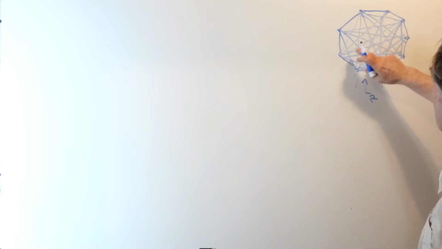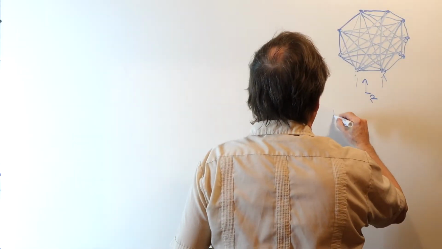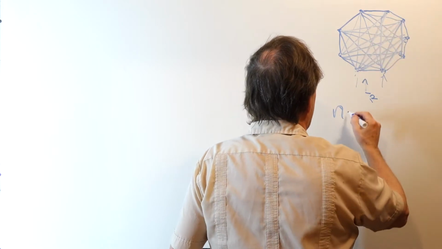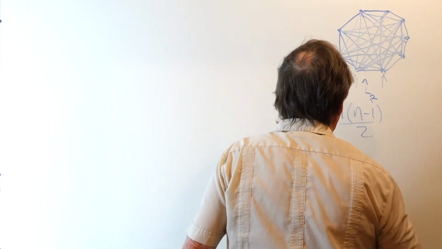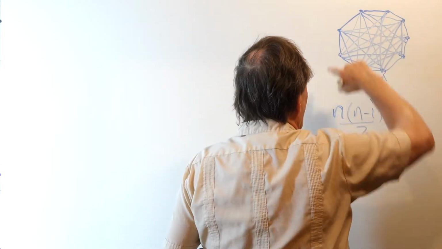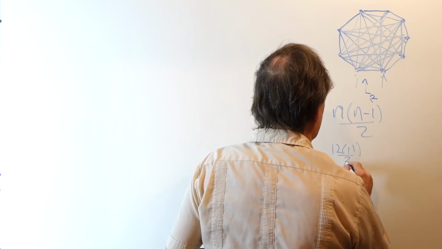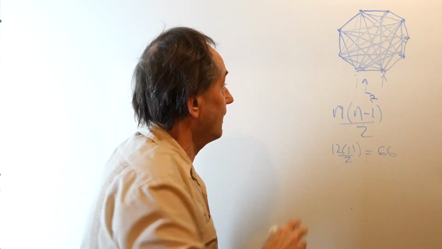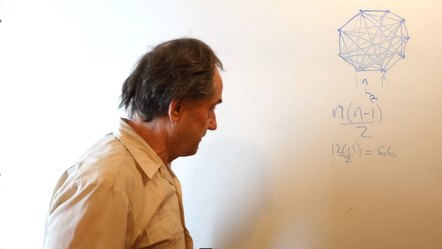Now, if you have, say, n nodes, then the number of branches that you have is n times n minus 1 over 2. So we can see that, say, for a 12-node network, we'd have 12 times 11 divided by 2, or 66 branches, with various series parallel combinations.